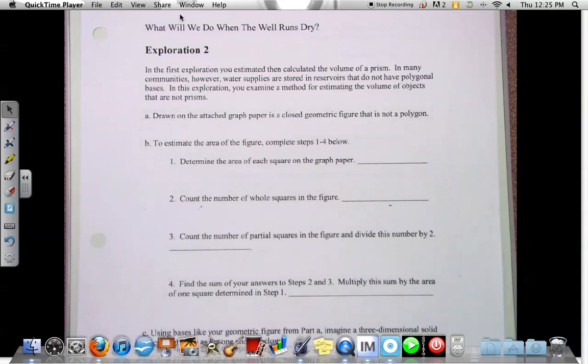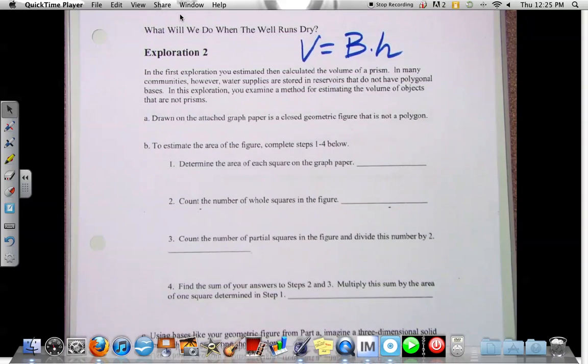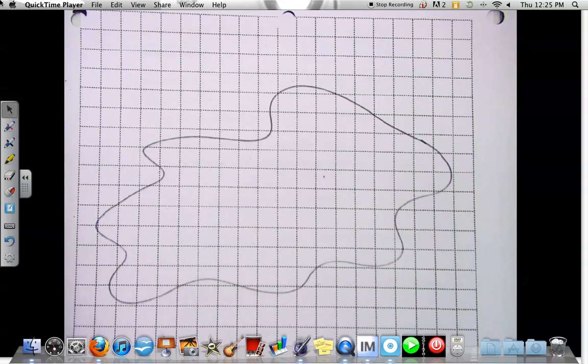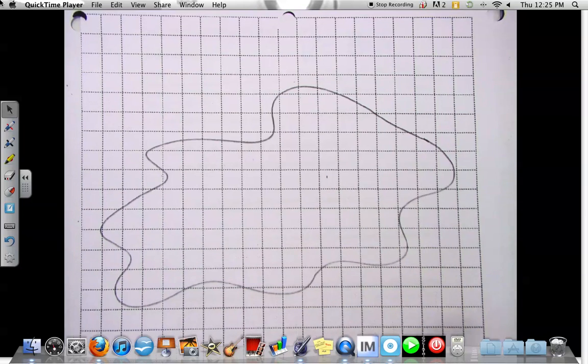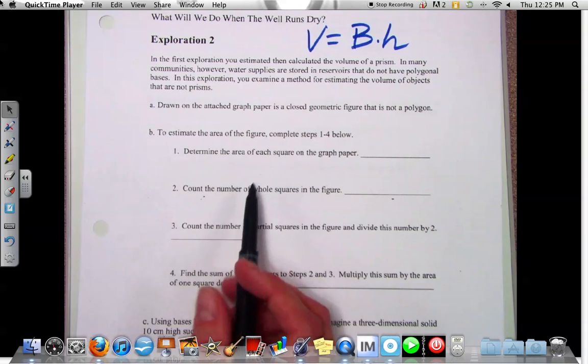So, when we're trying to find volume, what's the formula? Base times height. So, on this, you guys were doing the exact same thing. You were taking the base and multiplying it by the height. So, you have the graph paper. And, oh my gosh, this is not a polygon. It's just an irregular shape. So, step one, determine the area of each square on the graph paper.